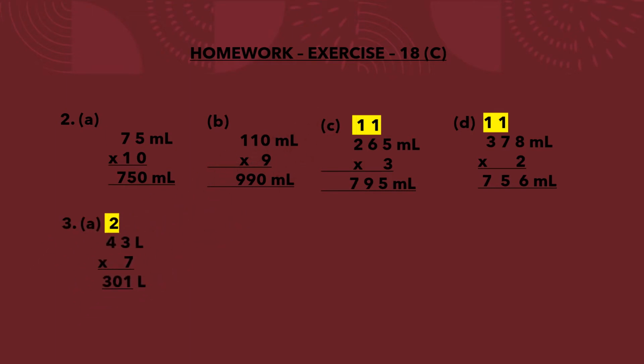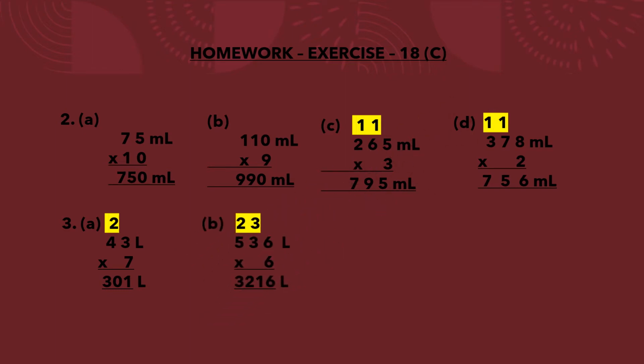Then third A part children, 43 liters multiplied by 7. Now 7 threes are 21. So 1 you will write in the answer part and 2 as carry. Now 7 fours are 28. 28 plus 2 is 30. So total answer is 301 liters.